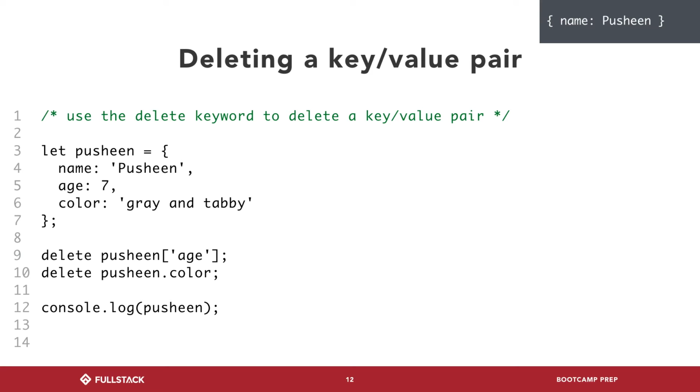Lastly is the delete keyword. You are able to delete a key value pair in JavaScript. You can't delete just a value because, well, you can, but that's not really deleting. That's just overriding the value with something else, right?